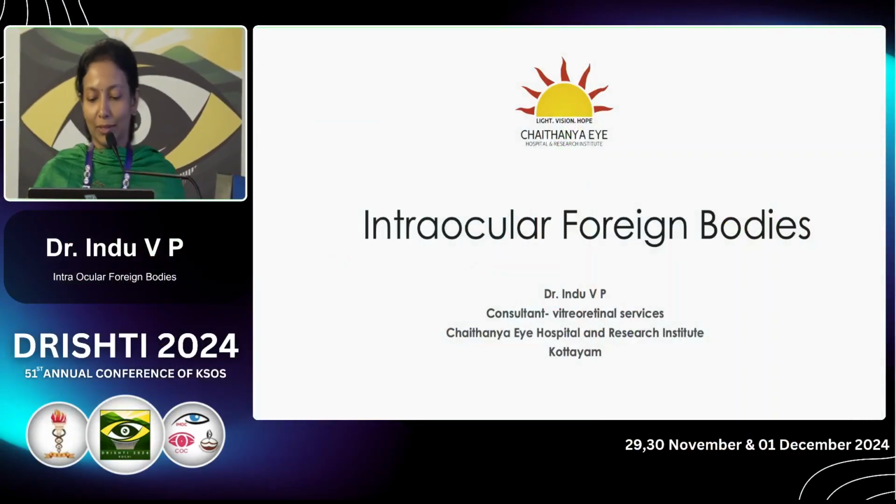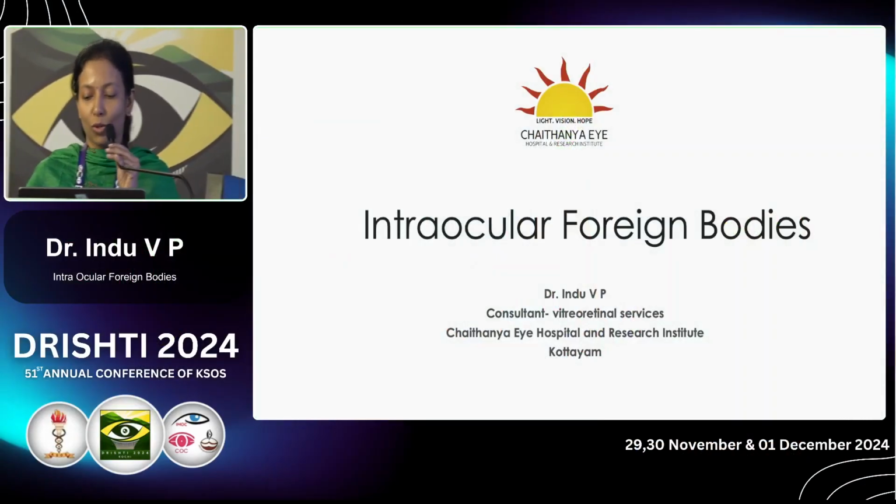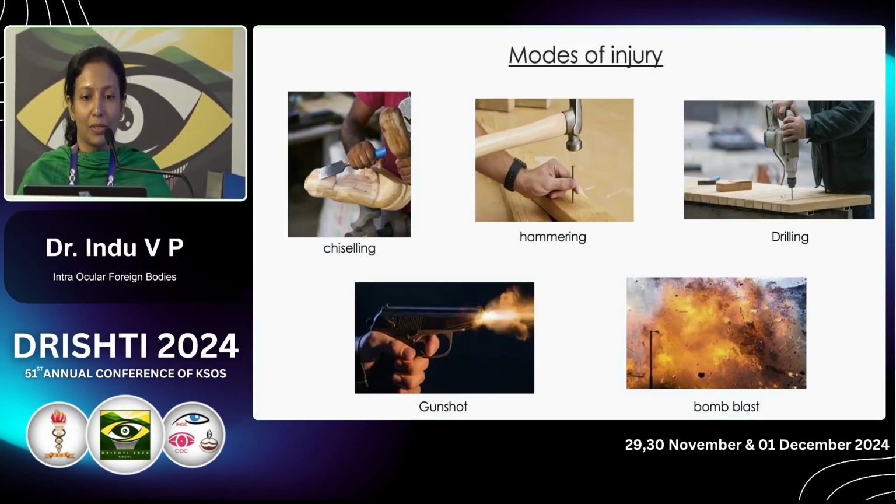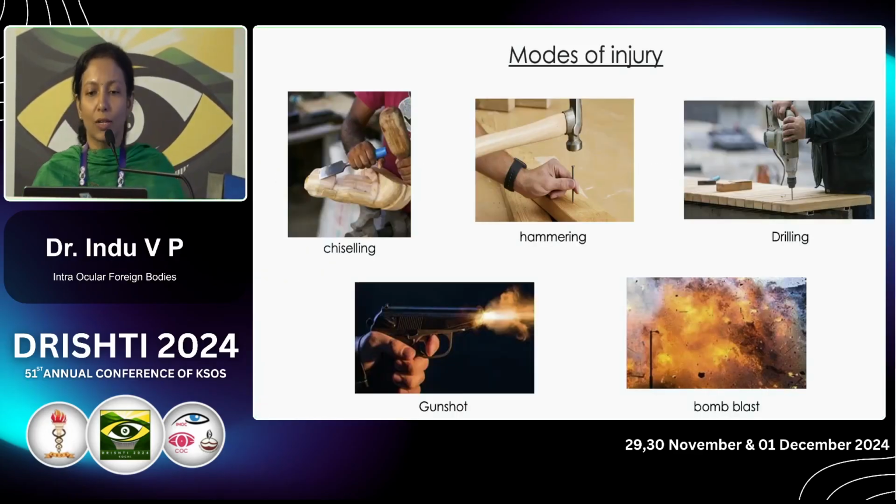Good morning, everyone. So let's go to the topic, intraocular foreign bodies. Intraocular foreign bodies are a major cause of morbidity in the young population. Manual laborers are at very high risk. High velocity projectiles are commonly produced during chiseling, hammering, drilling, gunshot, bomb blast and firecracker injuries.